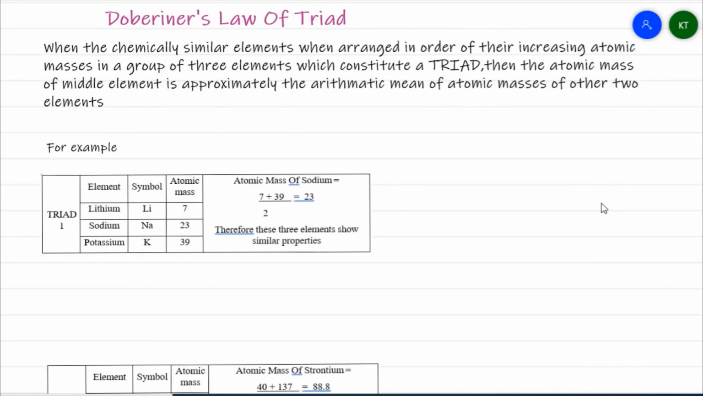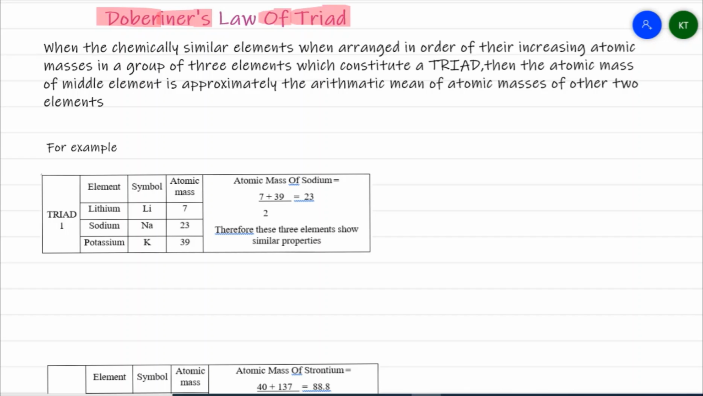Welcome to the video series on the chapter Periodic Table of an Element. In this video series, we have the first video on Dobereiner's law of triad. Triad means a group of three elements.